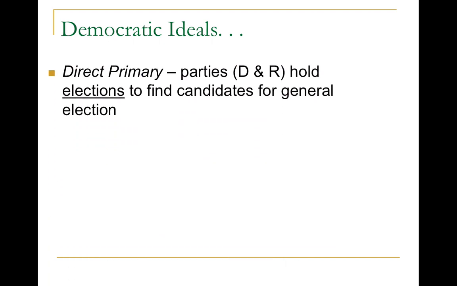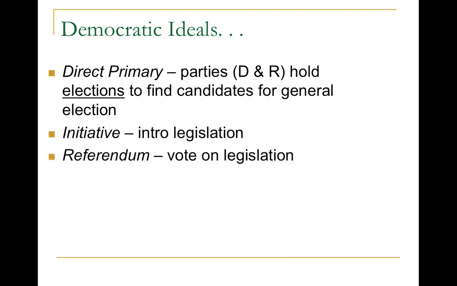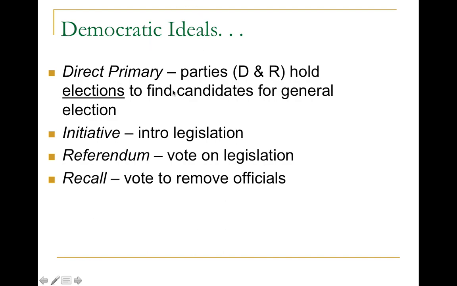Now, some of the democratic ideals that emerged. This is 8.1, which we've already tested on, but this is also 13.1, which my honors kids haven't been tested on. Direct primary, initiative, referendum, and recall. These are all ways of getting people to have access to vote for the best candidates in the Democratic Party, the best candidates in the Republican Party, in order for them to run in the general election.